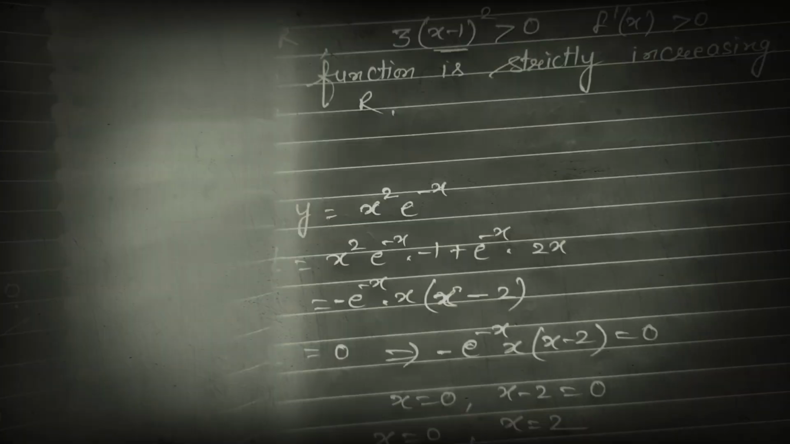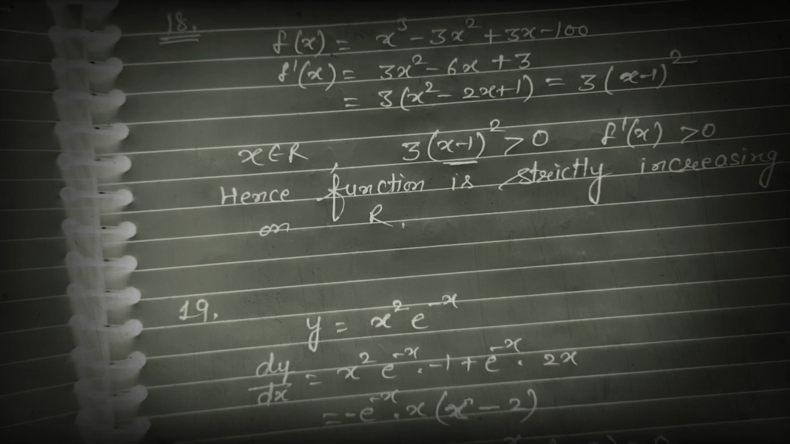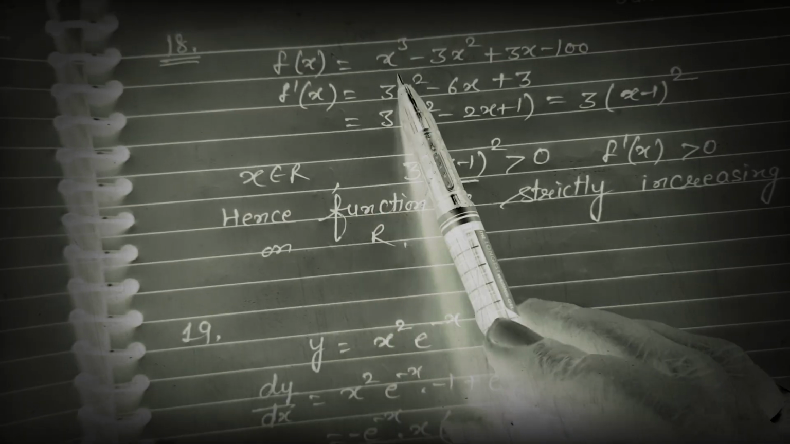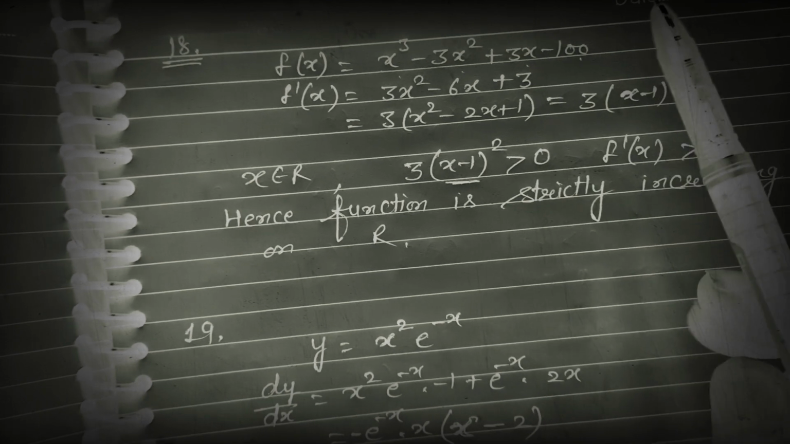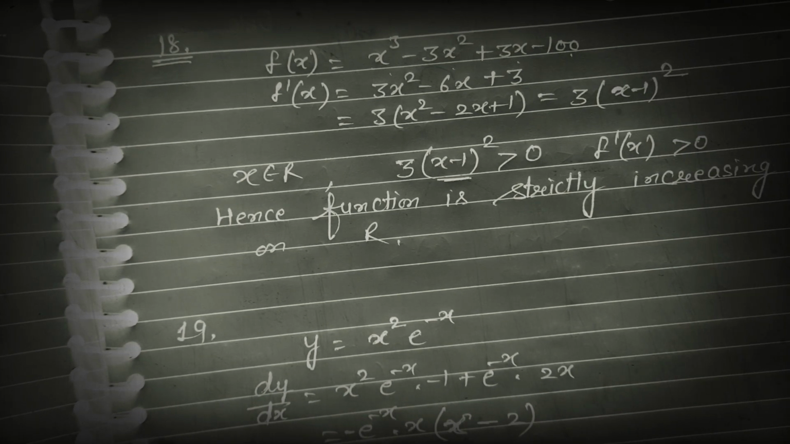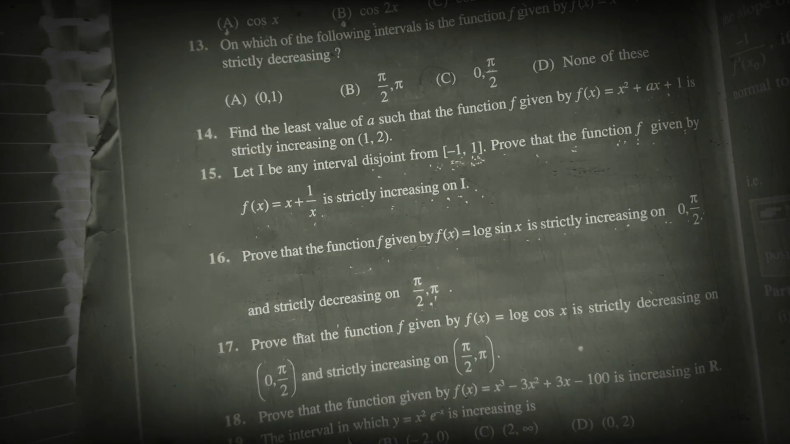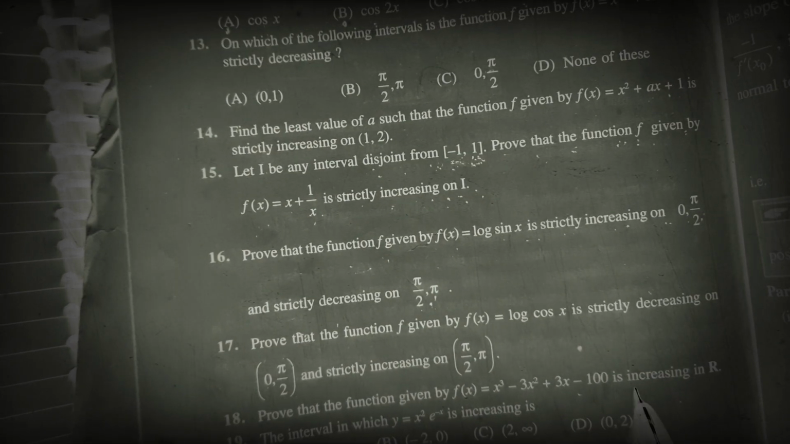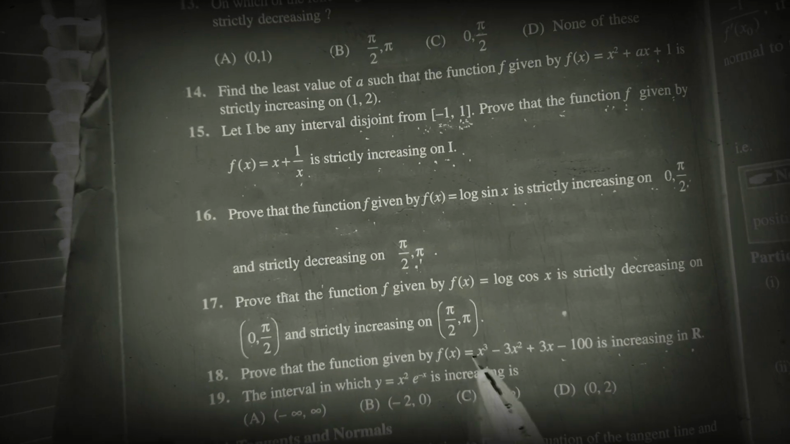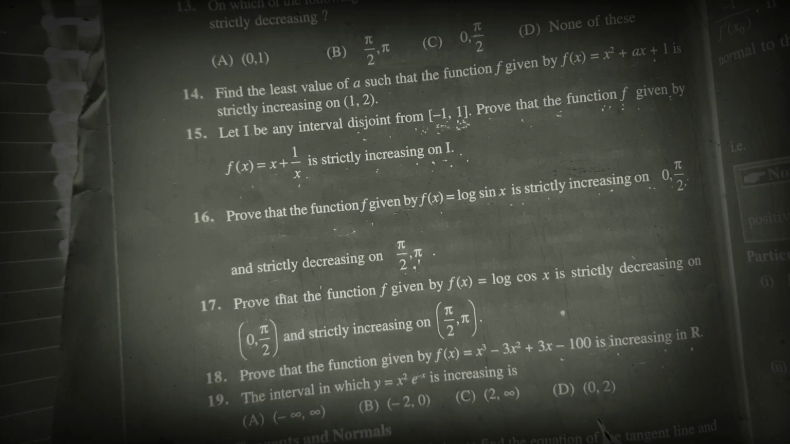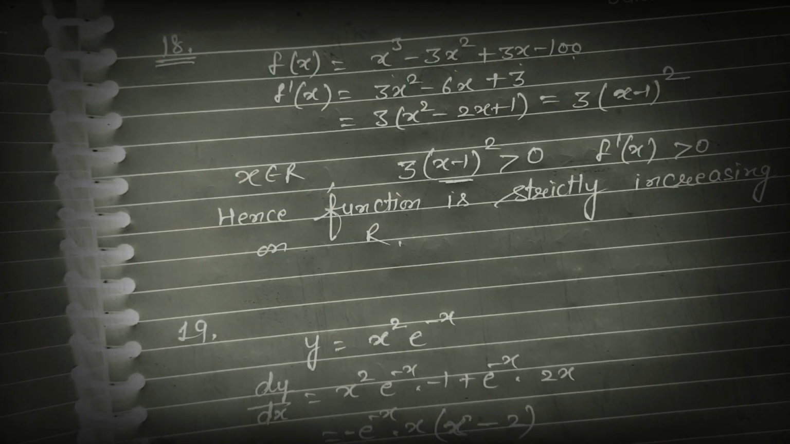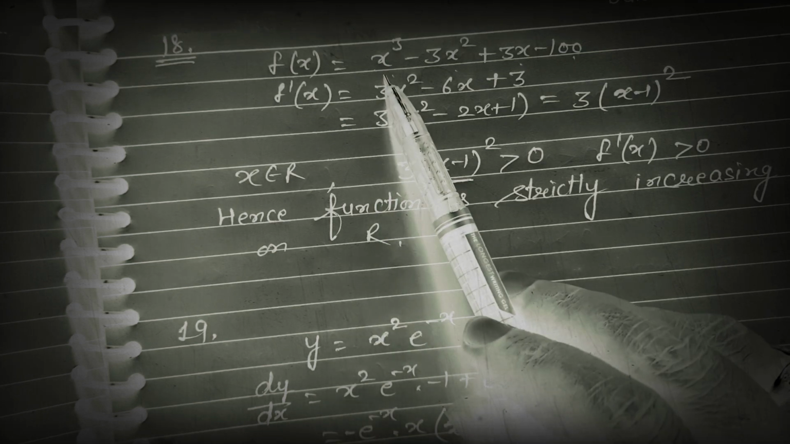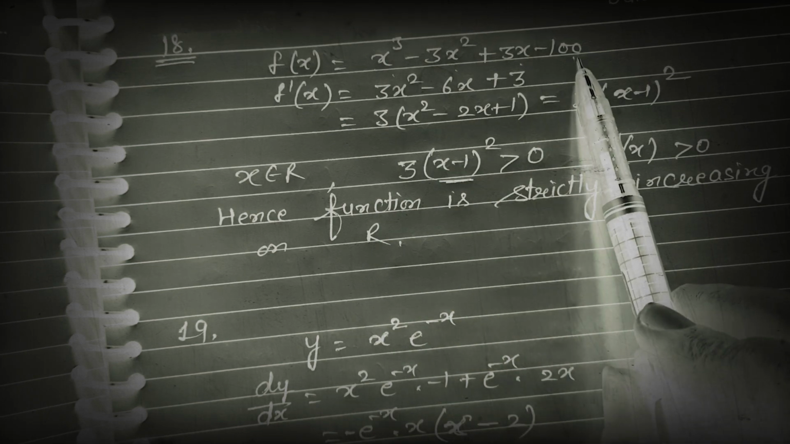Now come to the 18th question. In the 18th question, f x is equal to x cube minus 3x square plus 3x minus 100, and we have to prove that the function given by this is increasing in R. So we have to show that this function is increasing on every real number, or in R.